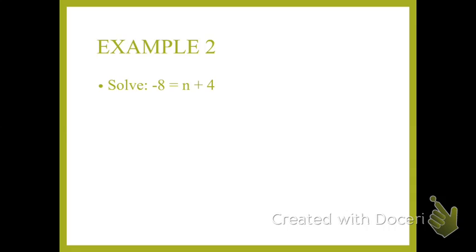Next, we've got negative 8 equals n plus 4. First, we identify the variable, and we figure out why it's not by itself. N is not by itself right now because there is a plus 4. The inverse of adding 4 is subtracting 4, so I'll subtract 4 from both sides. Positive 4 minus 4 is 0, or in other words, this cancels out and isolates the n. And then on the other side, negative 8 minus 4 is negative 12.